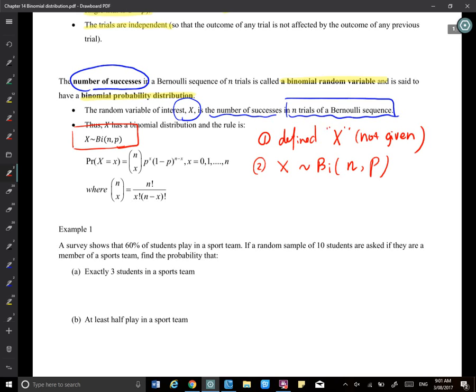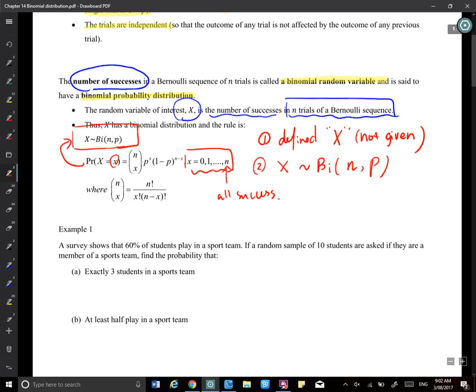And number 3: if it is a binomial distribution, this formula can only work for a binomial distribution. It's not going to work for any random distribution. So if x is binomially distributed by n and p, what is the probability that X equals little x? This lowercase x is the number of successes you have. So x can take the values 0, 1, 2, 3, and the maximum is n. It means you have 0 successes, 1 success, 2 successes, 3 successes, until n successes, which is all successful.